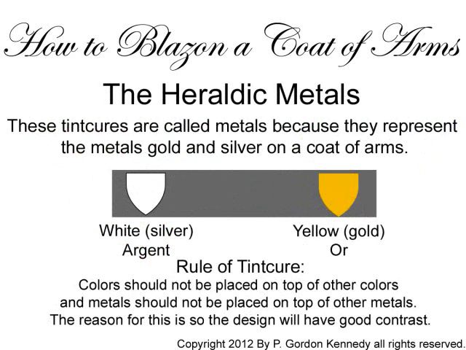Now the following tinctures are known as metal. These tinctures are called metals because they represent the metals gold and silver on a coat of arms. There's white, which represents silver and is called argent. Yellow, which represents gold and is called or.